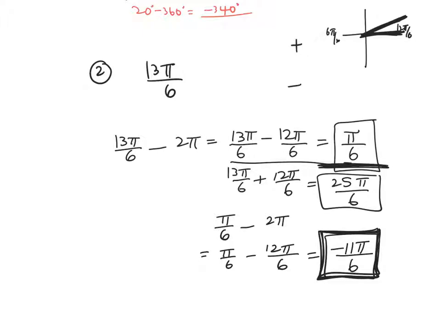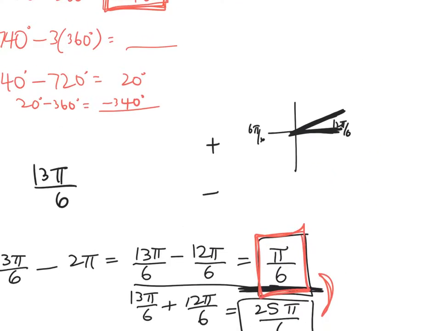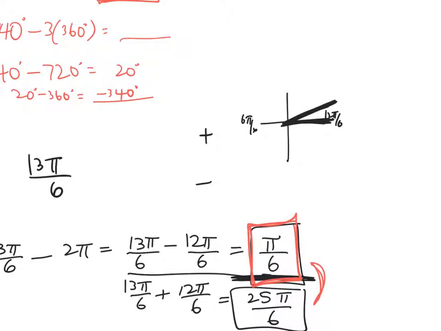So my solution could be negative 11 pi over 6 for my negative coterminal angle, and then one of these guys for my positive coterminal angle. Again, let's check that. Negative 11 pi over 6. That's negative 6 pi over 6. And then instead of being at negative 12 pi over 6, you're stopping one slice short, right? So we know that it is indeed at the same location.